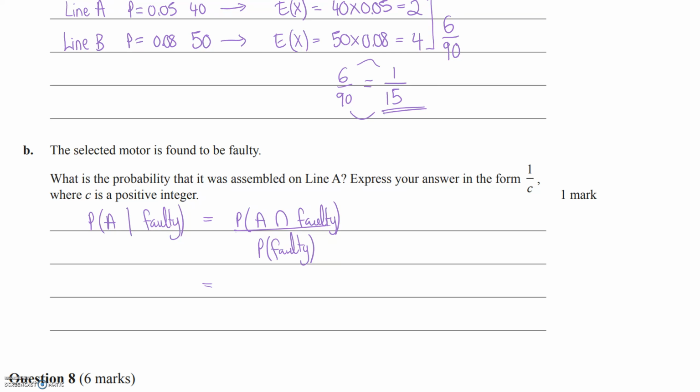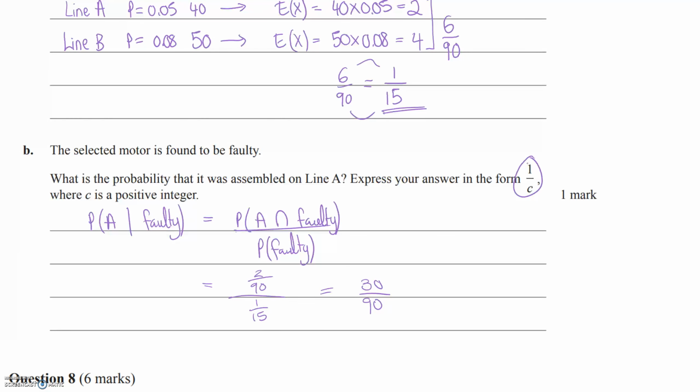The probability that it's from A and it's faulty, well, we're only expecting 2 out of the 90 to be faulty and from A. So this is our intersection for A with faulty, whereas the probability of faulty we found out in the first part is 1 in 15. So we just do a bit of fraction manipulation here. The 15 is going to jump up to the top, which makes 30. The 90 is going to jump down to the bottom, which makes 90.